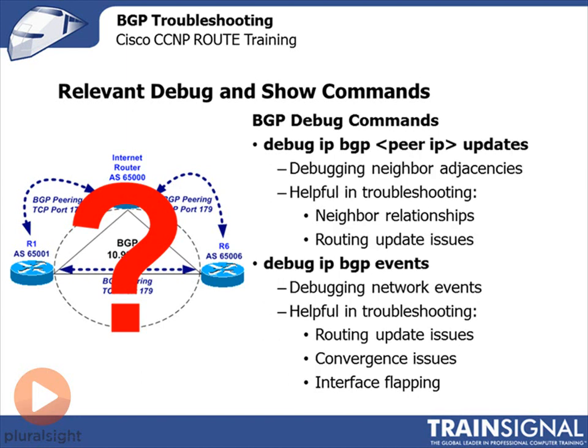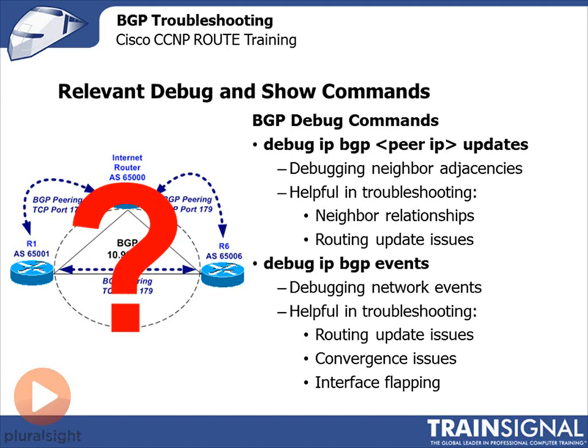The debug commands, these are more for real time than just trying to look at settings. But you can do debug IP BGP peer, the particular IP address, and then the updates. It's going to show you everything that's going on with neighbor adjacencies and relationships. And it's helpful in troubleshooting routing issues, routing update issues, and neighbor relationships.